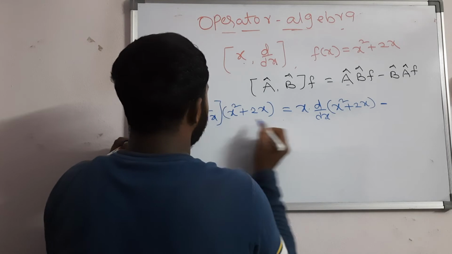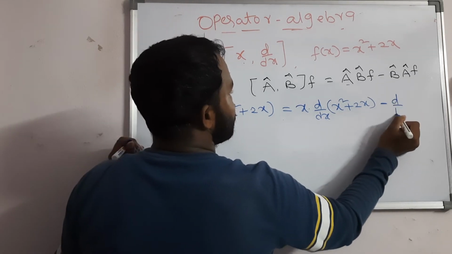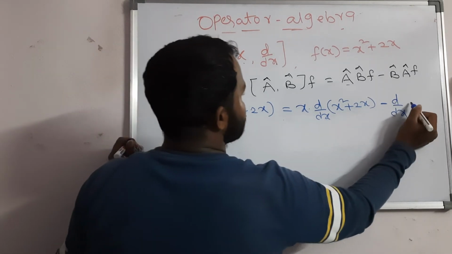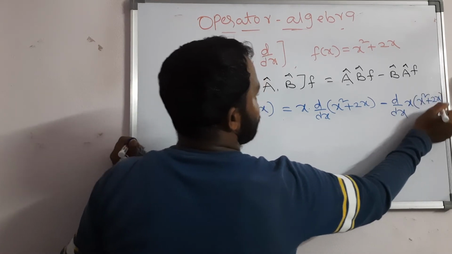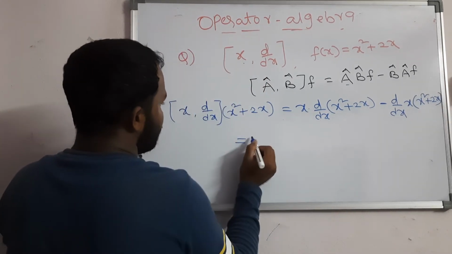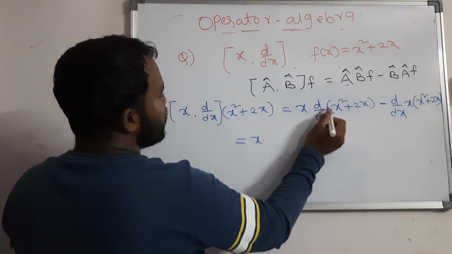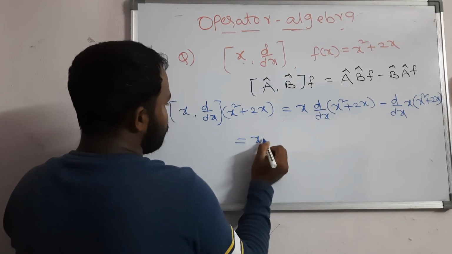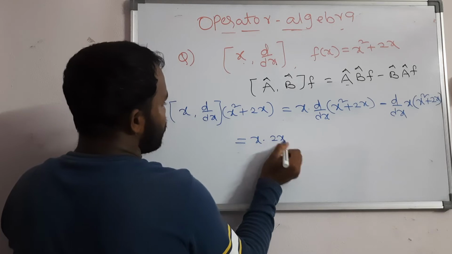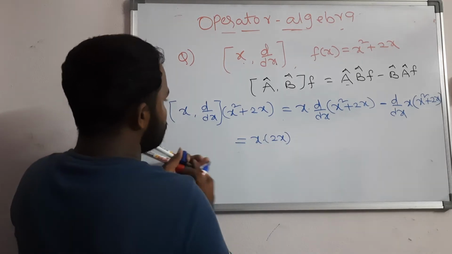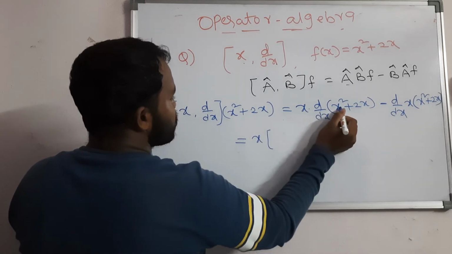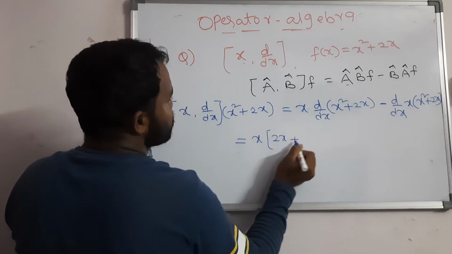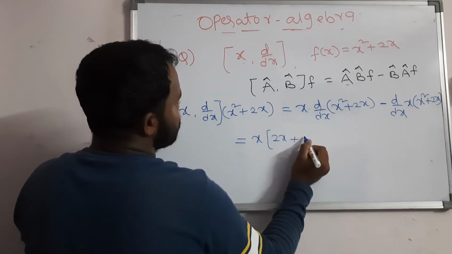What is B? B is first d/dx. What is A? A is x into the function x² + 2x. This I am going to write; x is as it is. d/dx of x² is what? d/dx of x² is 2x, as I already told you. So d/dx of x² is 2x, plus d/dx of 2x is 2.